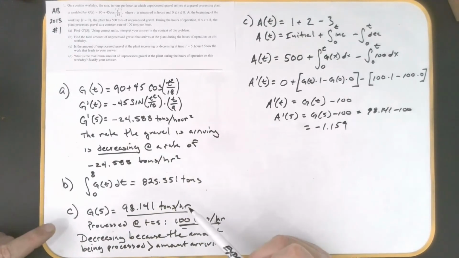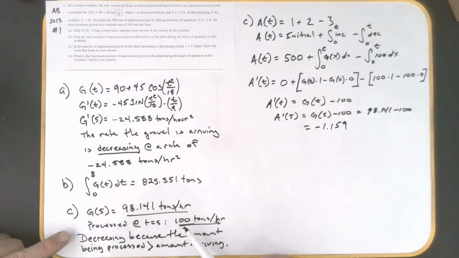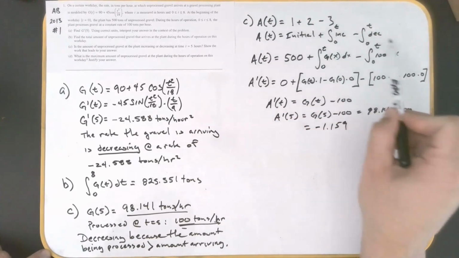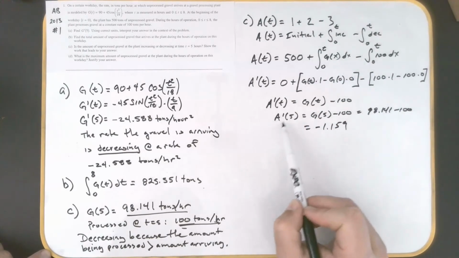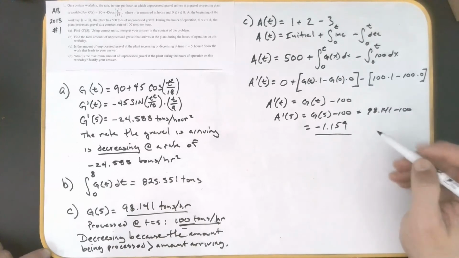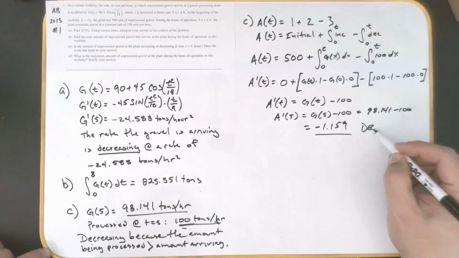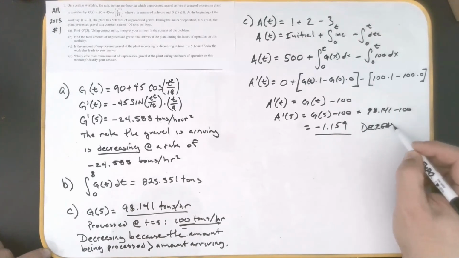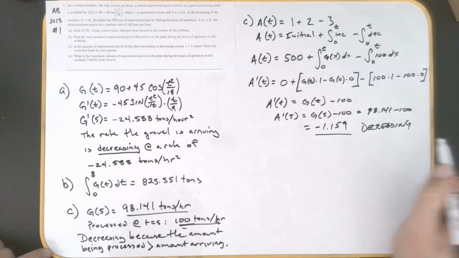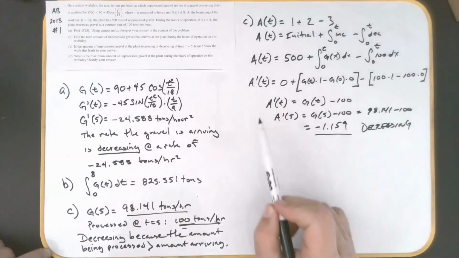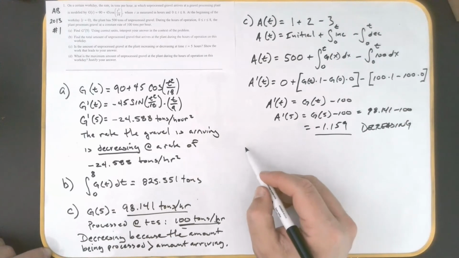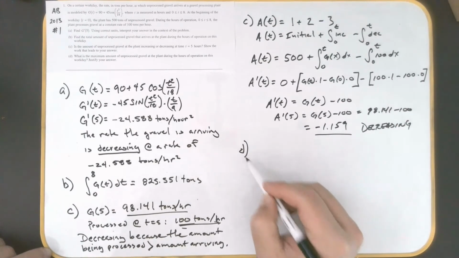So I could have said just over here, do g of 5, compare it to 100, or I could have built the function, took its derivative, and then evaluated at 5. But in both cases, the value here is negative because it's decreasing. Now, the reason I showed this is a very common process that comes up, and as we do part D, it's going to come in very handy.